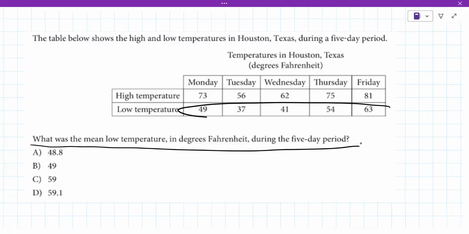That's right. So here we go. You're looking at the low. You've got to find the average of those numbers. 48.8. That is really good.